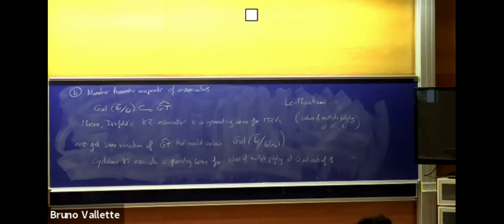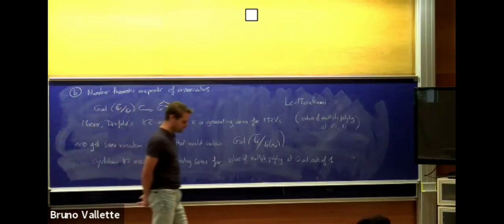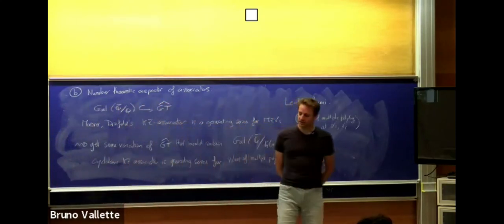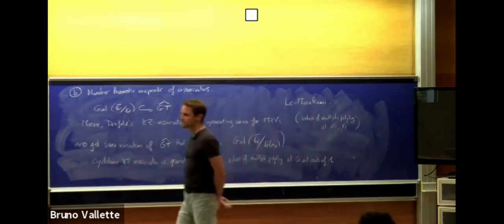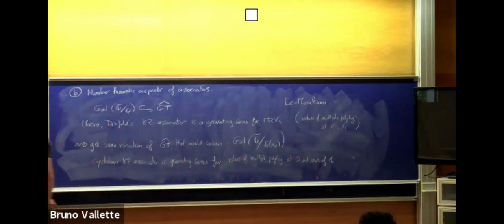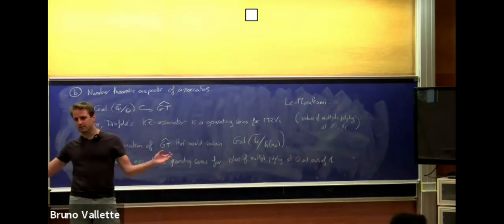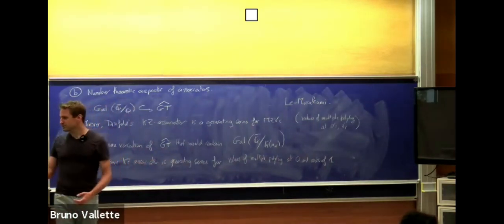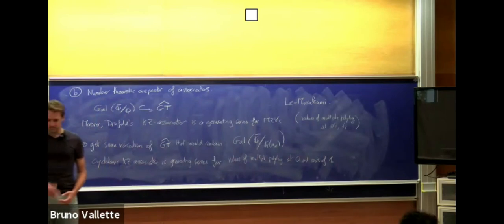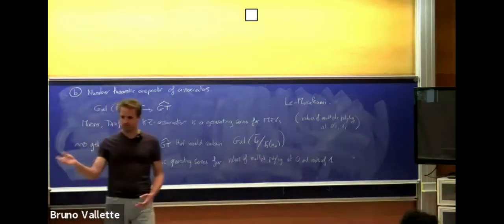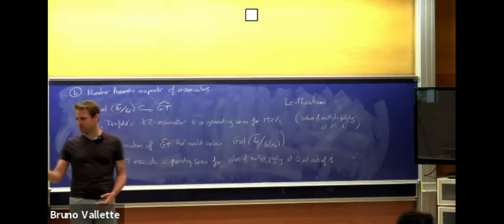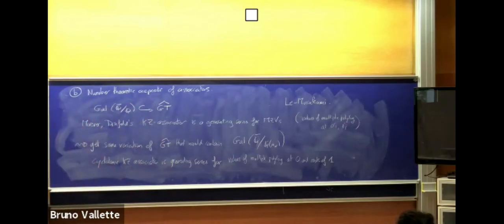So the question is about the size of the GT group. For the pro-unipotent version, there's a conjecture that it's a free group generated by an infinite number of elements. This GT group comes equipped with some weight, and these elements live in weights like 3, 5, etc.